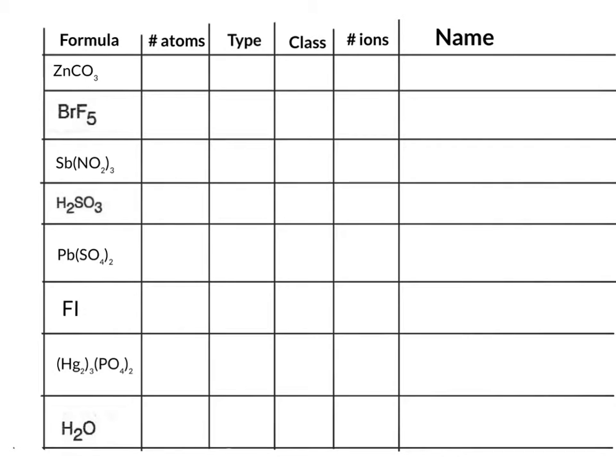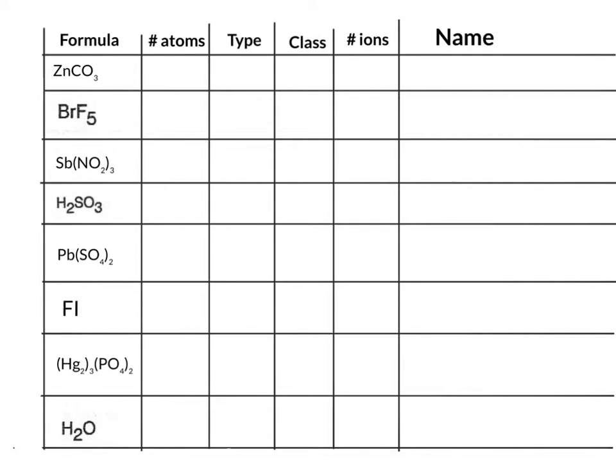We're going to go ahead and classify it just for extra practice. This one is a salt, because remember the choices are base or salt, and this one's a salt. And then the next thing is how many ions. We see that there is one zinc ion and one carbonate ion for a total of 2 ions. There are many more atoms than there are ions for this.